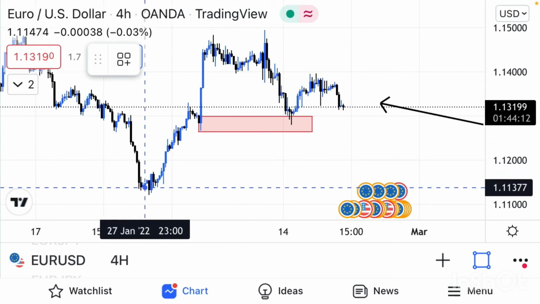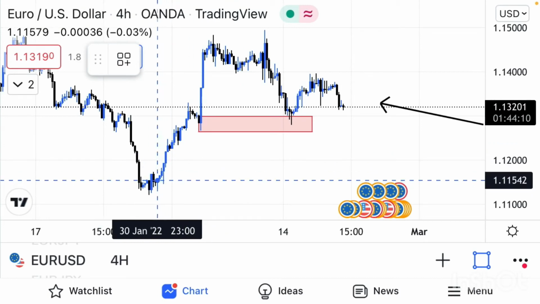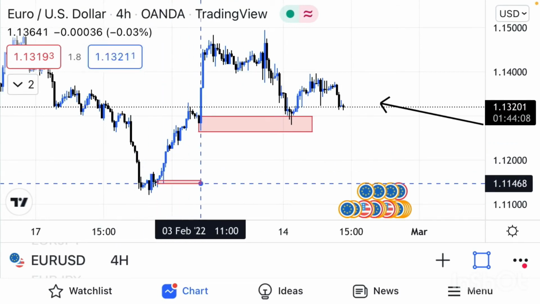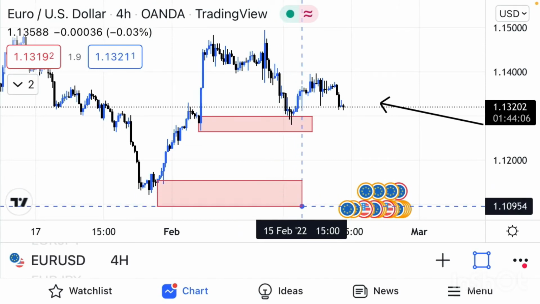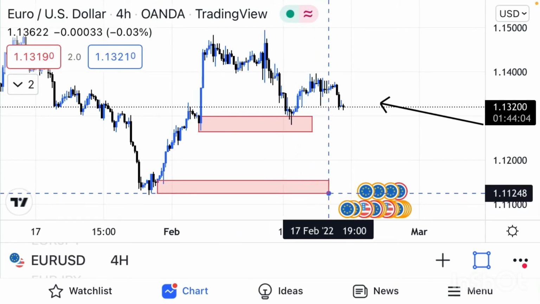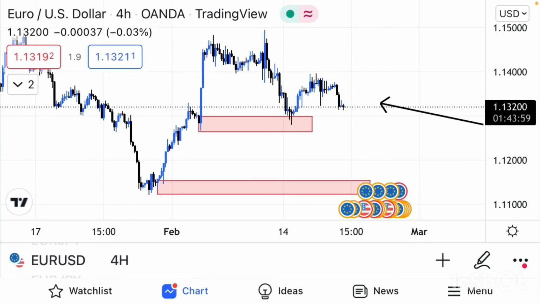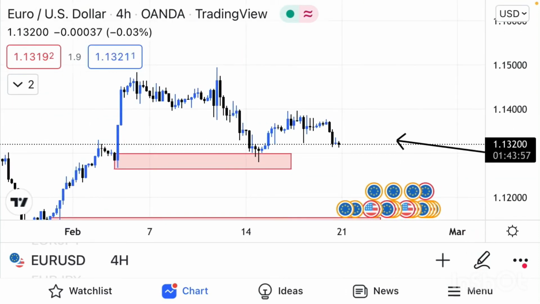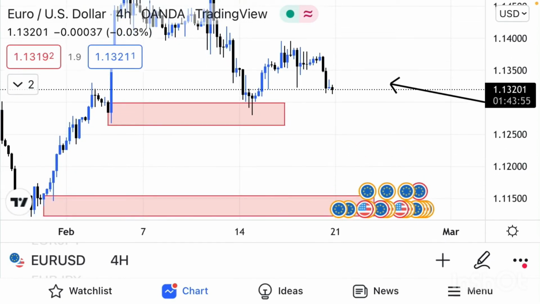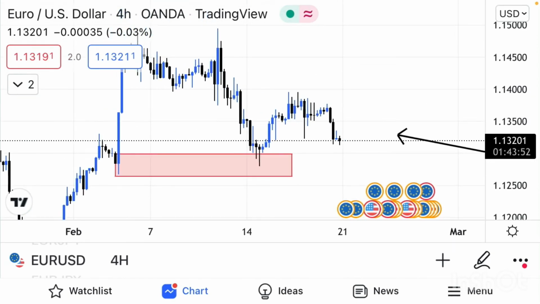We had another zone here. This is a doji, from the opening of the doji to the wicks, or you can extend it to the highest wicks to be on the safer side, to know where price will hold. And not every demand or supply zone always holds.